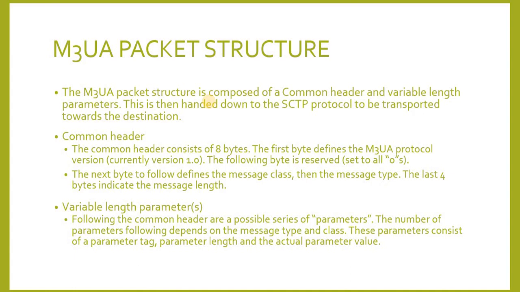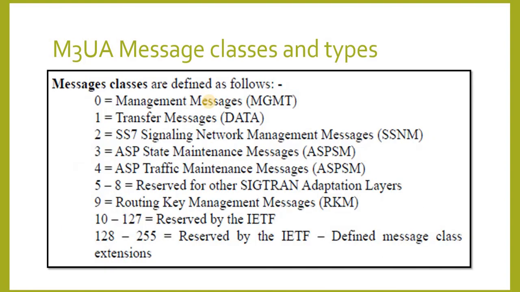Variable length parameters. Following the common header are a possible series of parameters. The number of parameters following depends on the message type and class. These parameters consist of a parameter tag, parameter length and the actual parameter value. M3UA message classes and types. The M3UA protocol consists of 5 allocated classes. Each class then has a number of types defined. Each message class will define several message types. Message classes are defined as follows. Message types are defined as follows.